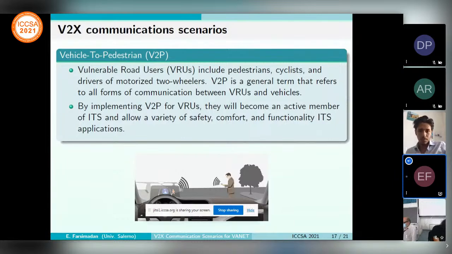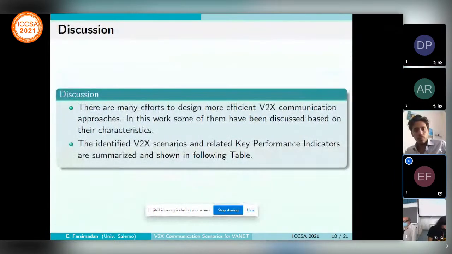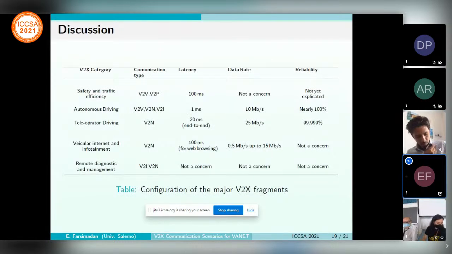So I go on. About the discussion of the paper, there are many efforts to design more efficient V2X communication approaches. In this work, some of them have been discussed based on their characteristics. The identified V2X scenarios and related key performance indicators are summarized and shown in the following table here. V2X category, which scenario is related to that, about its latency, data rate, and reliability for each one.